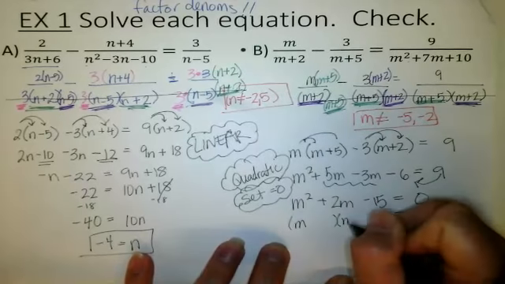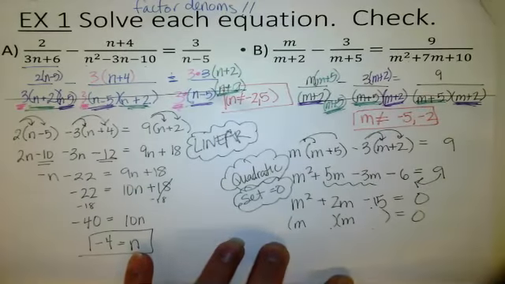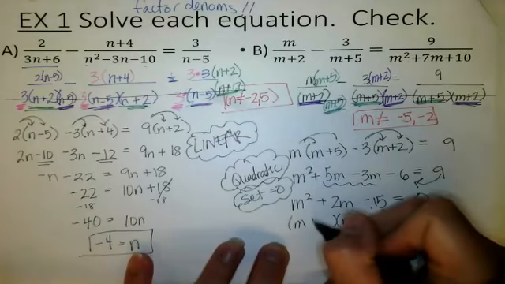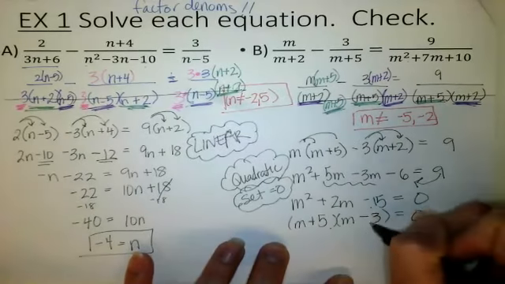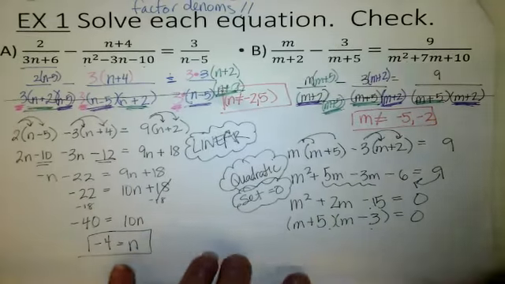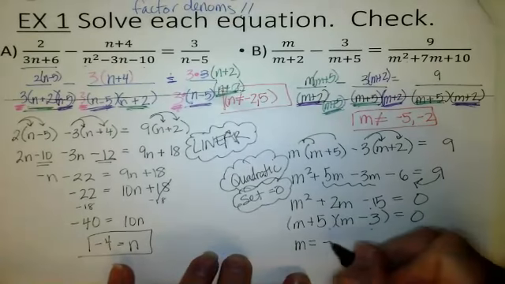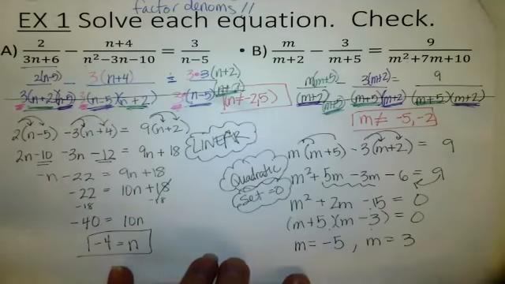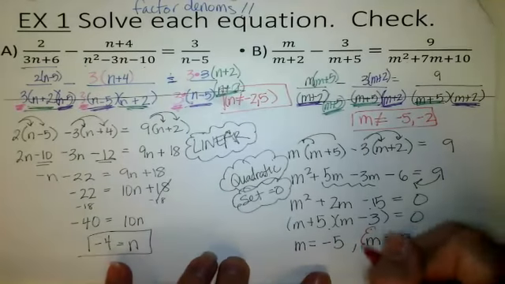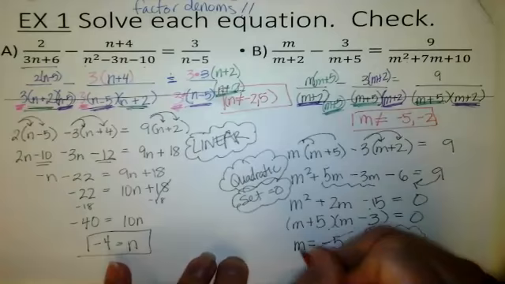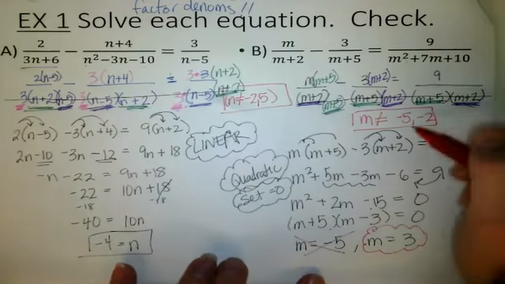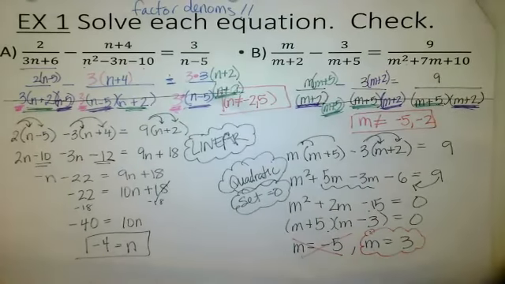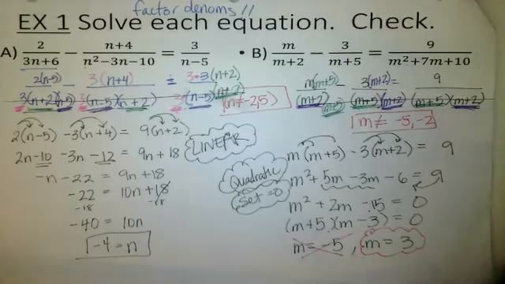So m times m, what times what is -15? +5 and -3. Good. Which means m equals 3 and -5, except it's not -5. Very good. M is allowed to be 3, but it's not allowed to be -5. That is what we would call a false solution. Okay. We knew that we were not allowed to be -5.